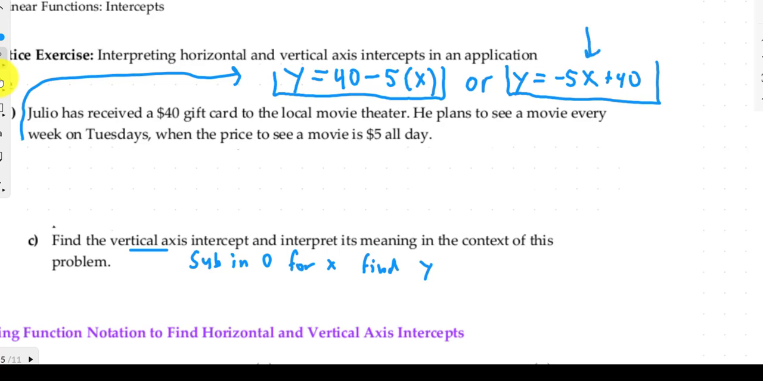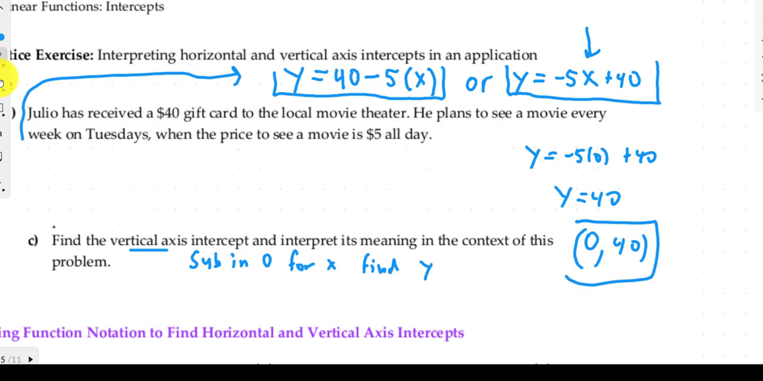So if I sub in 0 for X, I'd be left with Y equals negative 5 times 0 plus 40, which is the same as Y equals 40. So as an ordered pair, it would be X was 0, Y was 40. Right? So that's my ordered pair.